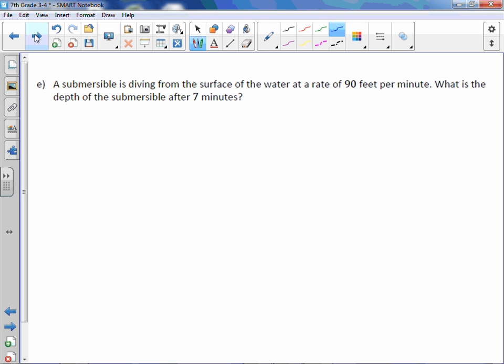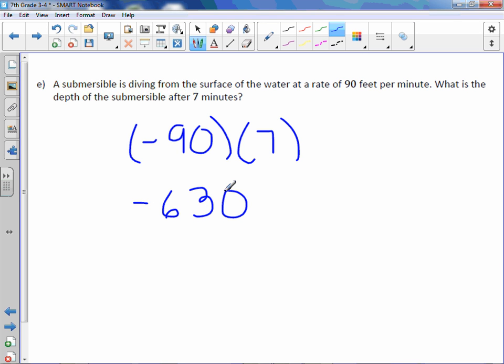A submersible is diving from the surface of the water at a rate of 90 feet per minute. What is the depth of the submersible after 7 minutes? If it is diving from the surface of the water, it is descending, which means that 90 feet per minute is actually a negative 90. And we need to multiply that by the 7 minutes to see what the depth would be. So negative 90 times 7, think negative 9 times 7, which is negative 63, and tack on that 0. So negative 630 feet is its depth.